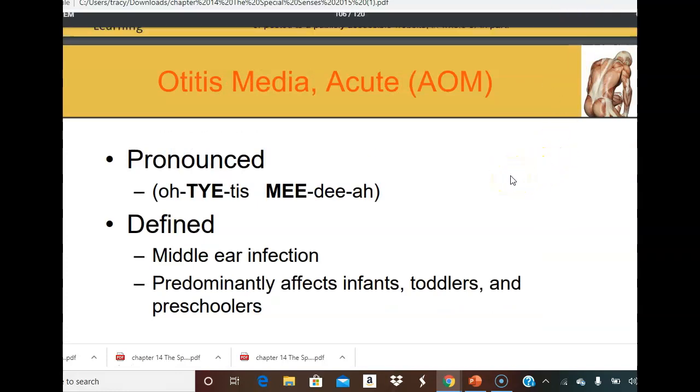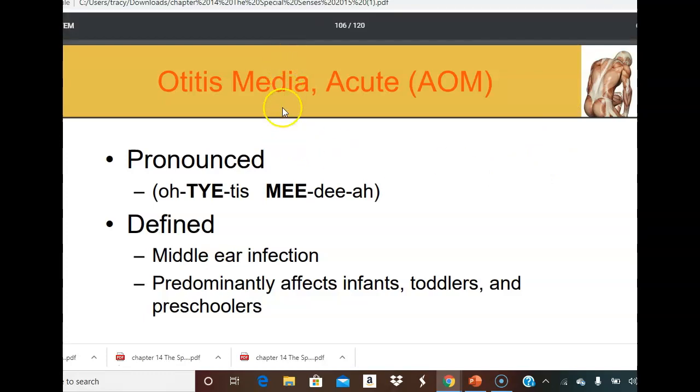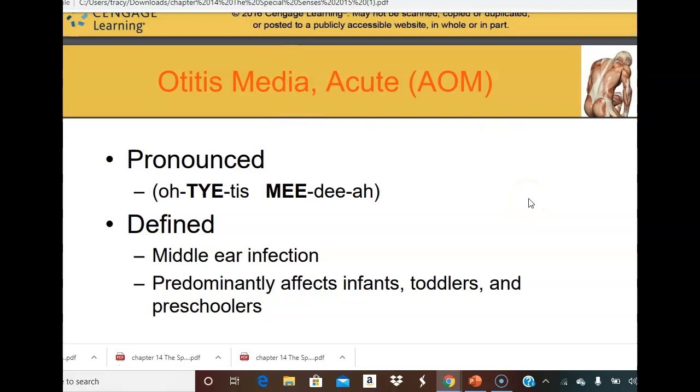Otitis externa is the external ear canal. Then we have otitis media. Media means middle, so this is where we basically have an infection in the middle ear. Fluid or bacteria get up behind the eardrum and cause that eardrum to become red and swollen.